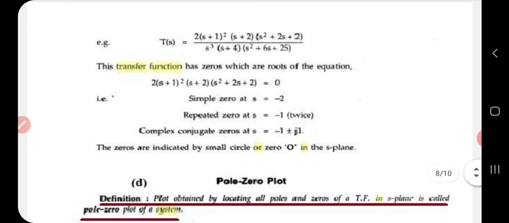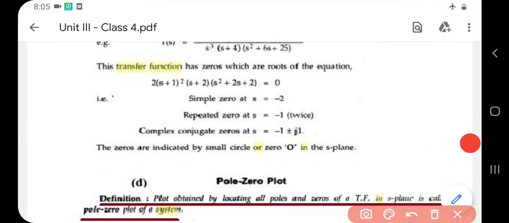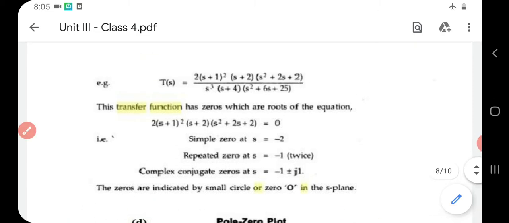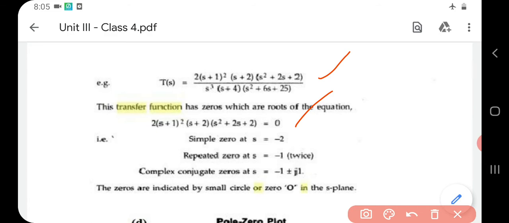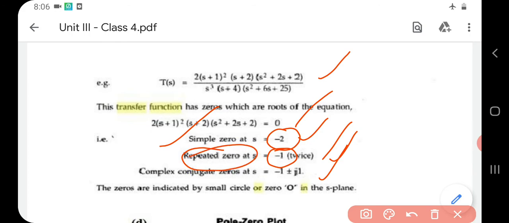This is an example. In order to find the zeros of the characteristic equation, you put the numerator equal to 0. Which is the numerator here? This one. So that is equal to 0, and you get the value of s like this. You are getting minus 2, so that will be a simple zero, and minus 1 is repeating twice, so that will be a repeated zero, and you have a complex conjugate, so that will be called a complex conjugate zero.